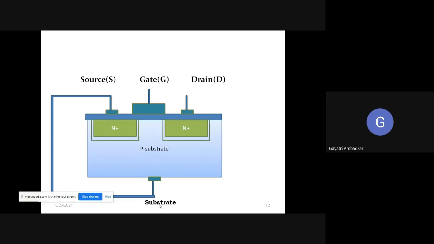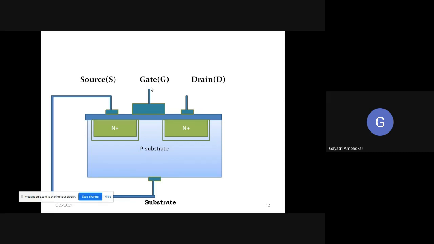Now we will see how to bias this. You know that when this MOSFET is formed, there is a junction. This is the N region and this is the P region. In between the N and P regions, a depletion layer develops. So here also there is a depletion layer and here also there is a depletion layer. Remember that I have not connected any power supply till now. So this is the basic construction.